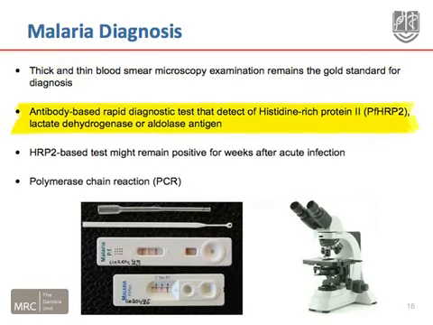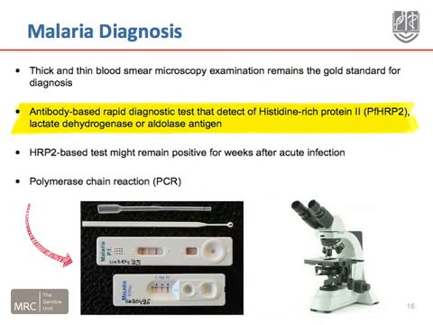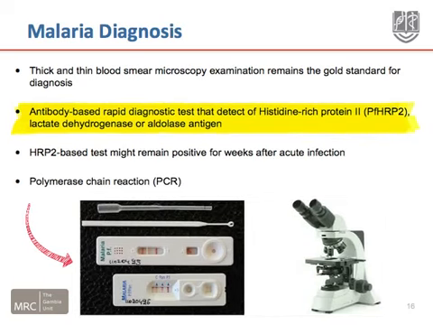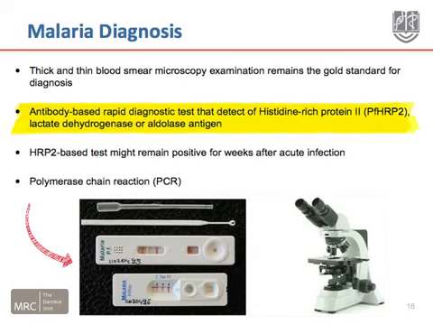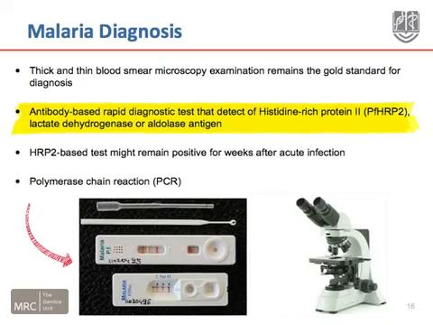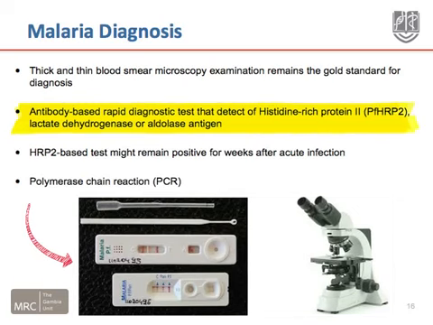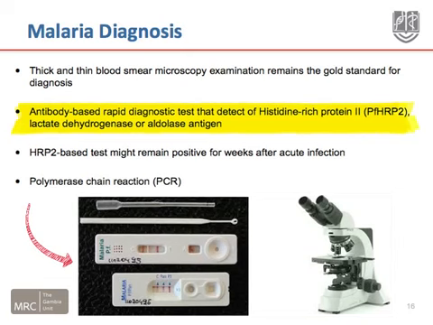Recently, antibody-based rapid diagnostic tests have been developed that detect a number of antigens, including histidine-rich protein 2, lactate dehydrogenase, or aldolase antigen. These have revolutionized the diagnosis of malaria, and these tests are relatively simple and can be used in areas where there is no electricity supply and lack of skilled staff. It can be taught to field staff who can use this.